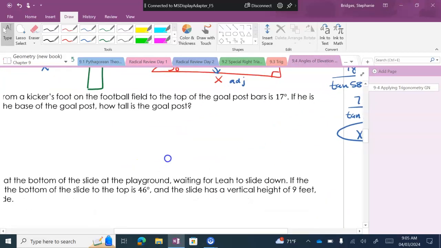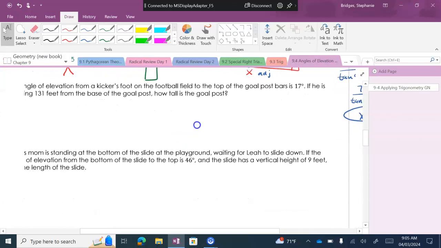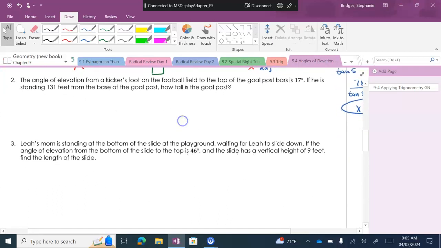All right. Ready? Take a minute, read question number 2. The angle of elevation from a kicker's foot on the football field to the top of the goalpost bars is 17 degrees. If he is standing 131 feet from the base of the goalpost, how tall is the goalpost? Okay, so we've got a person and we got a goalpost. Everybody ready?